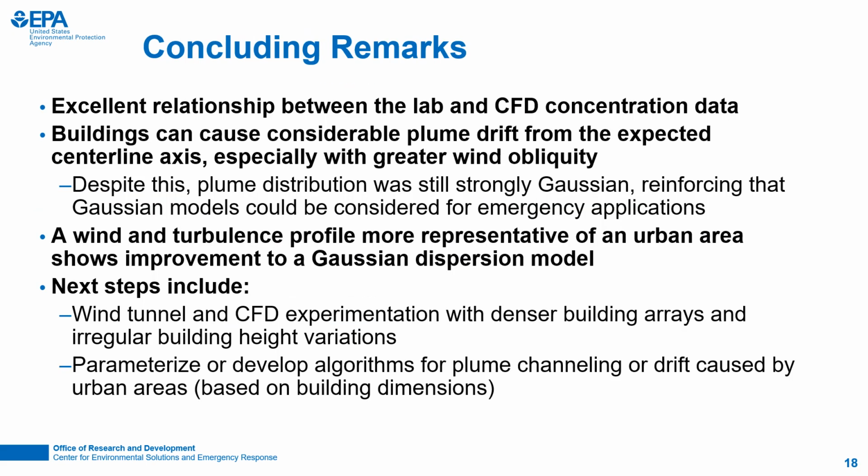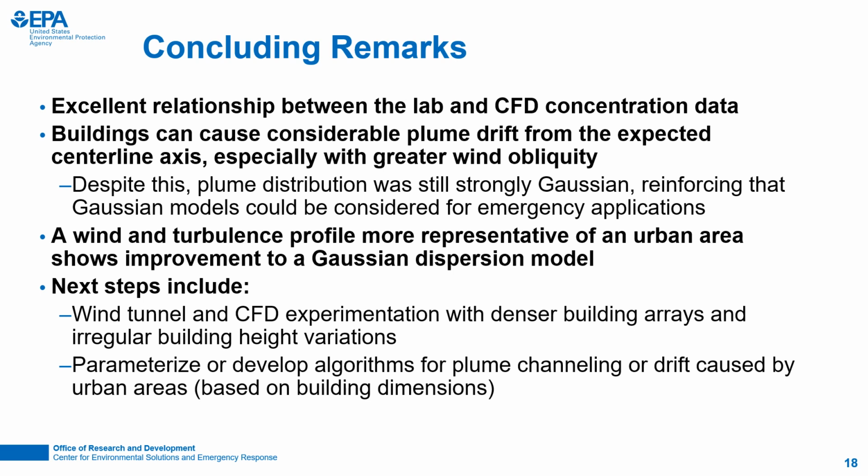Alright, so in conclusion, we showed excellent relationships between the lab and the CFD concentration data through qualitative and quantitative comparisons. We demonstrated that the buildings could cause considerable plume drift from the expected centerline axis, especially with greater wind obliquity. And despite these changes, the plume concentration distribution was still strongly Gaussian, which reinforces the fact that Gaussian models are still potentially valuable for urban and emergency response related applications.